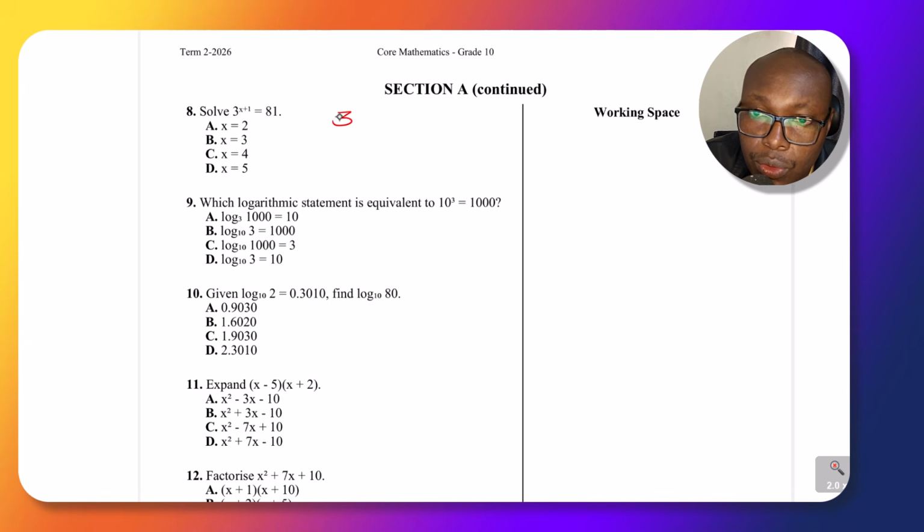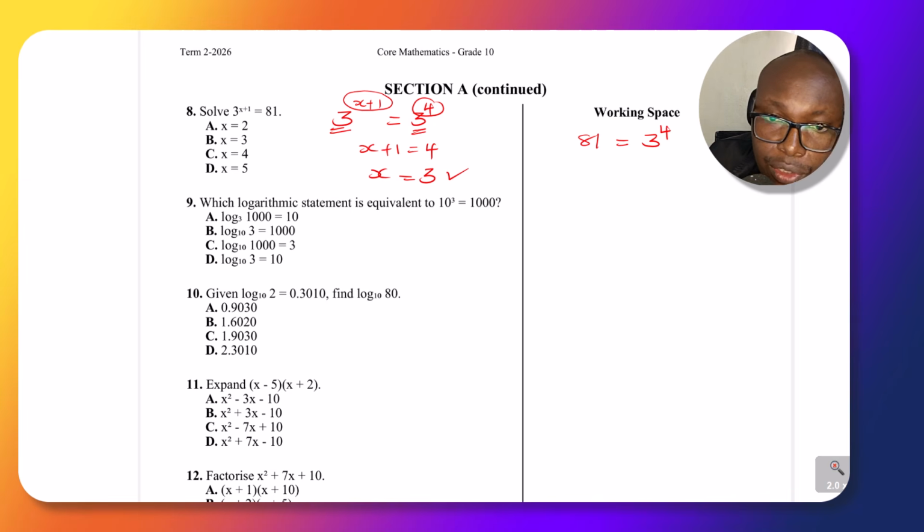So the first thing you'll do, you look at the right hand side. Is it possible to express 81 in power form to the base of 3? Yes. 81 is the same as 3 to power 4. So you express that with the base of 3 in power form. And then since in the left hand side we have the base of 3 and also the right hand side, you simply pick the powers. So you have x plus 1 is equivalent to 4, and x will be given by 3. So that is question 8.